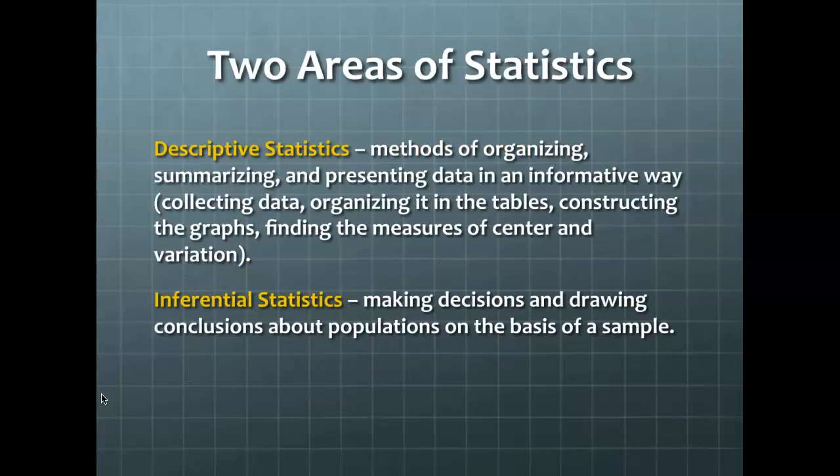There are two areas of statistics: descriptive statistics, which is methods of organizing, summarizing, and presenting the data in an informative way, organizing the tables, constructing the graphs, finding the measures of center and variation. And inferential statistics, which is making decisions and drawing conclusions about populations on the basis of a sample.